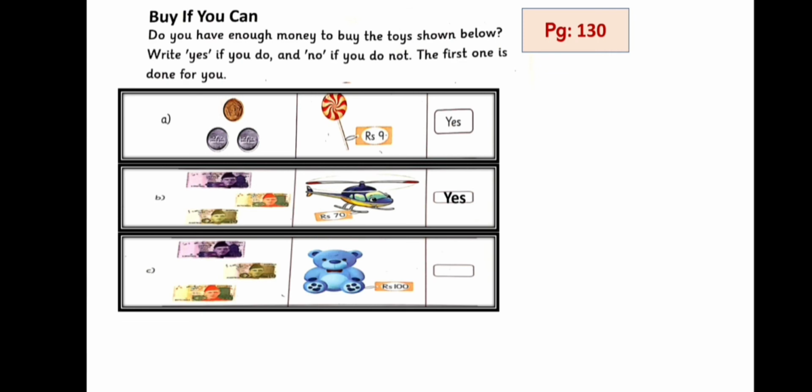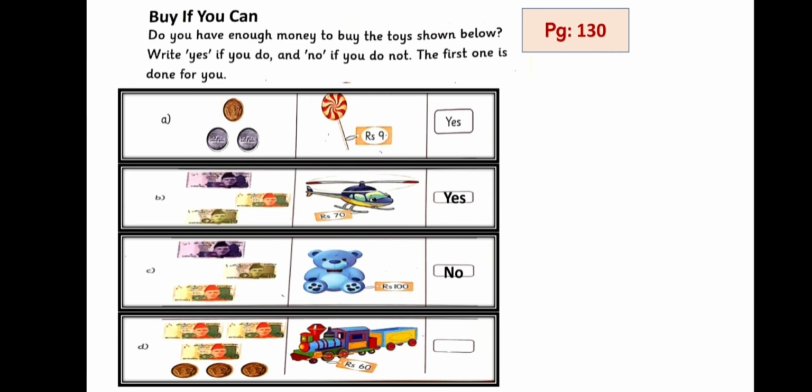The third one is we have a 50 rupee note, a 10 rupee note and a 20 rupee note, which makes 80 rupees. So can we buy a teddy bear of 100 rupees with 80 rupees? No, we need one more note of 20 rupees to buy a teddy bear.